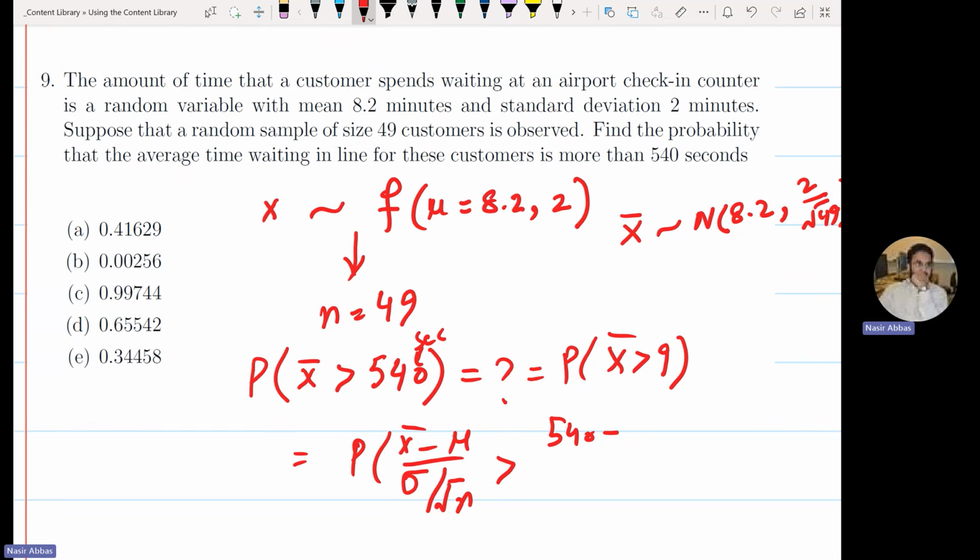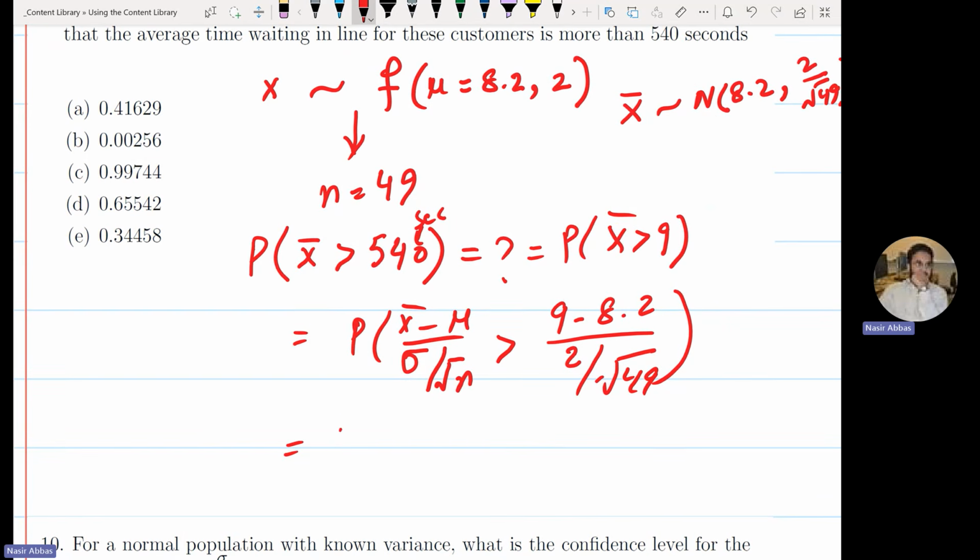According to the solution that I prepared last night. Is it correct? 9 minutes. So this is equal to 9 minus 8.2 divided by 2 over root of 49. And this is equal to probability of Z greater than 2.8.